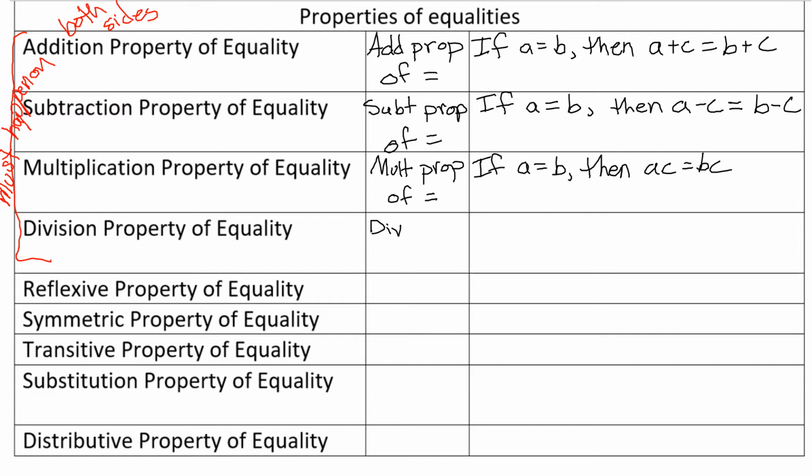And the division property of equality. Again, if A equals B, but this time we've got to add a little bit more because we're dividing by another number. And it's that C can't equal 0 because in this class we do not divide by 0. So if A equals B and C does not equal 0, so make sure you have that line through the equal sign, then A divided by C equals B divided by C.